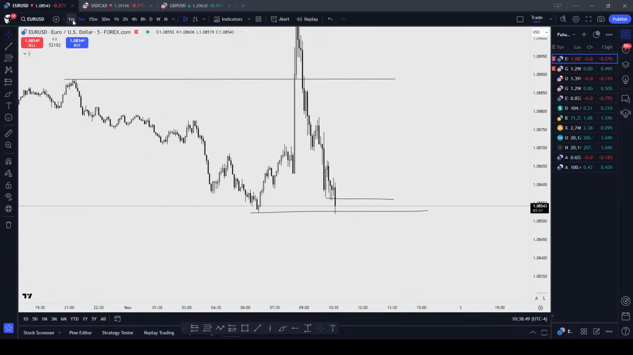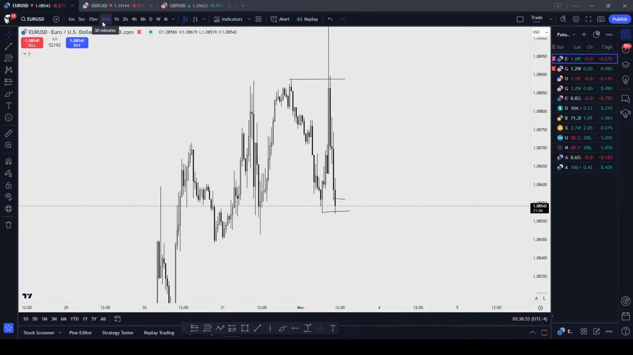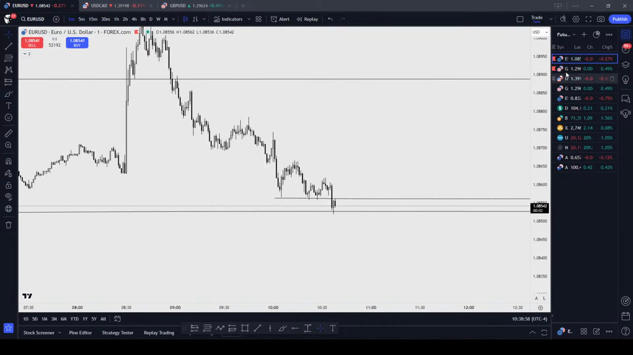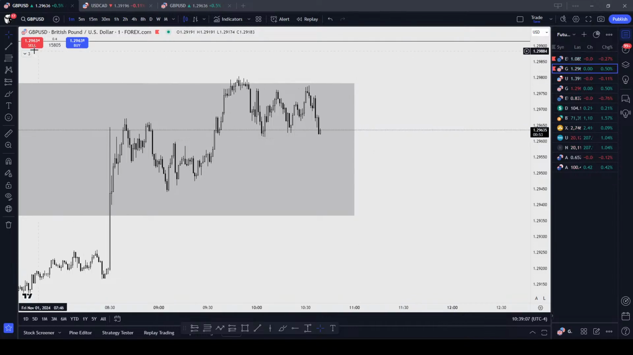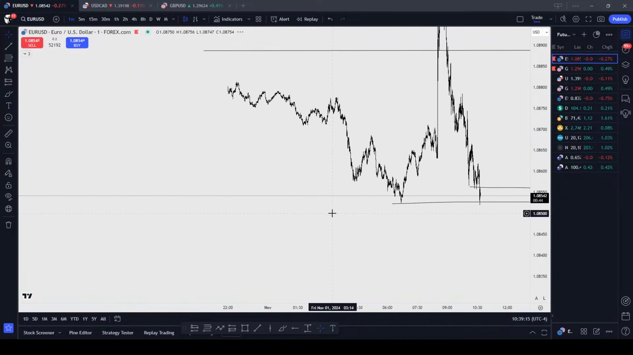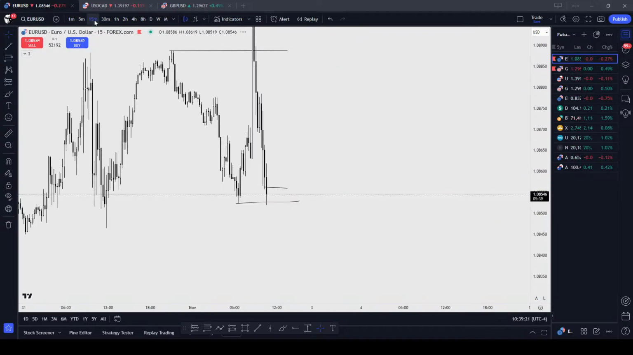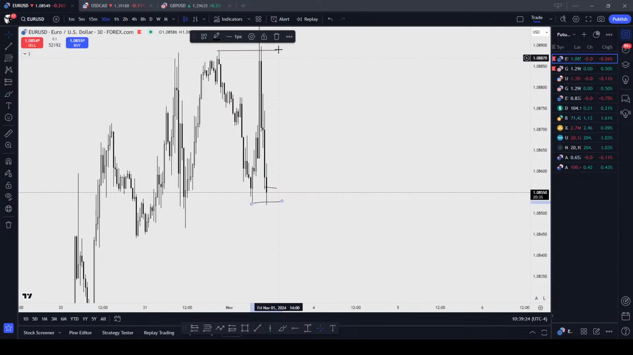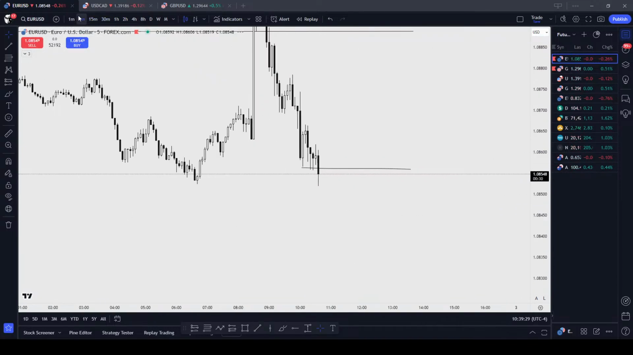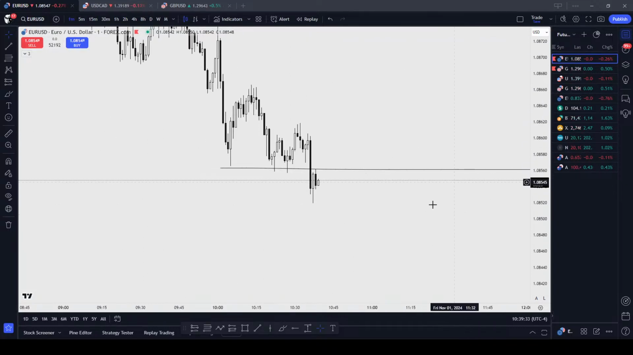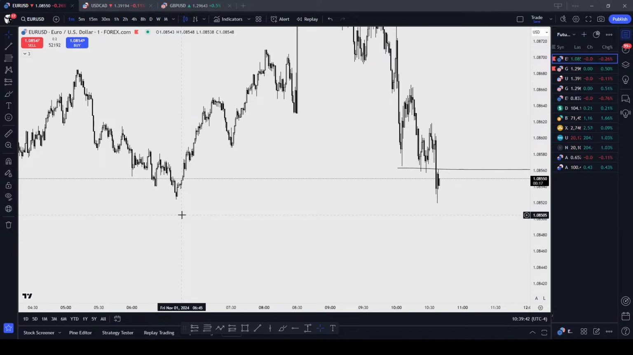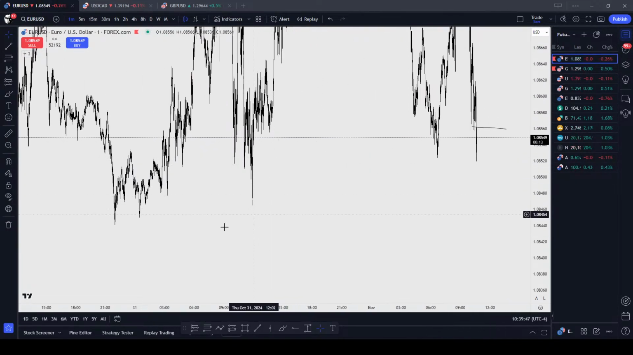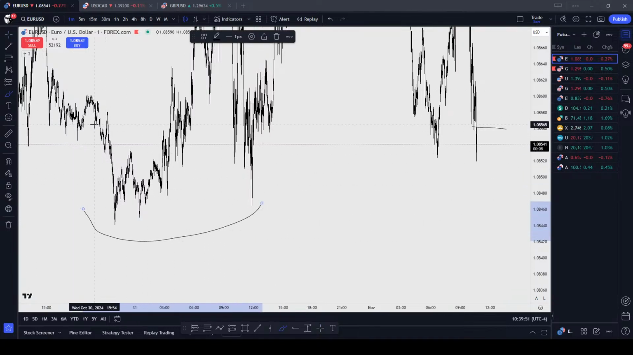Okay, Euro took out the low. Yeah. Pound also coming down. A small risk. Long might be here. The only risk is these lows, but it is what it is. You might get hit. You never know.